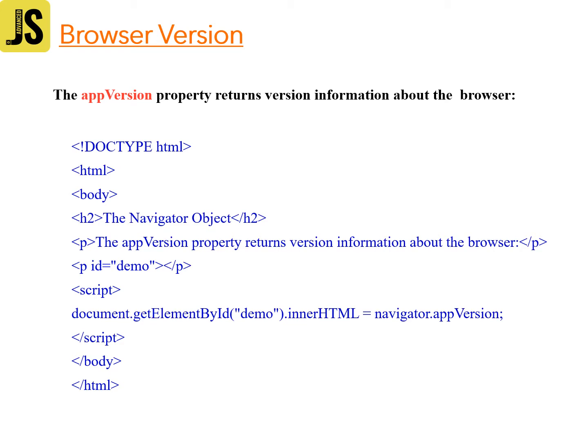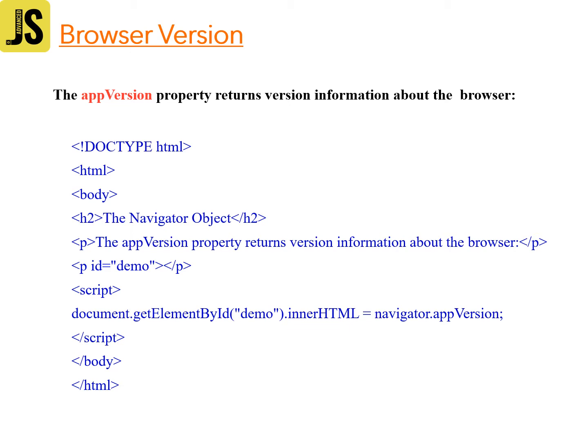Now we can see the browser version. The appVersion property returns version information about the browser. So appVersion is a particular property which can be used with the browser object, and it will return version information about the browser. Normally this appVersion information is used with the navigator object.